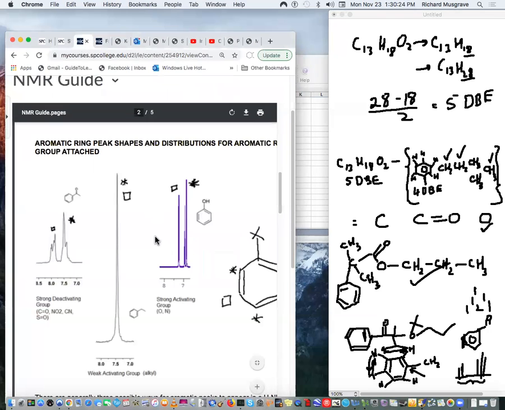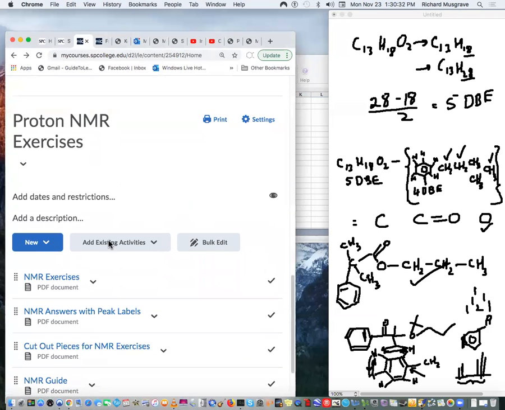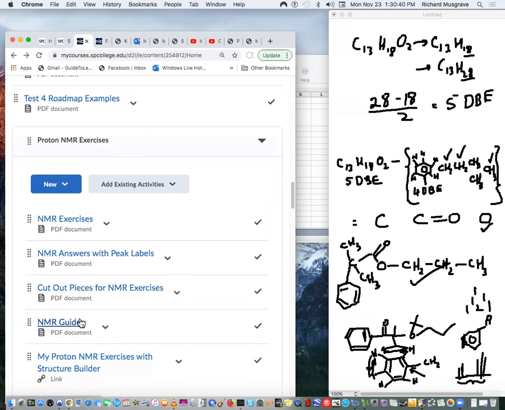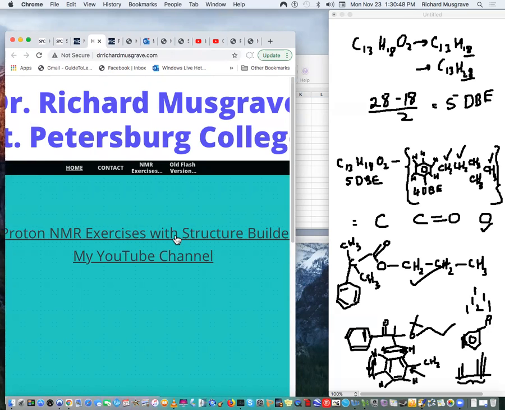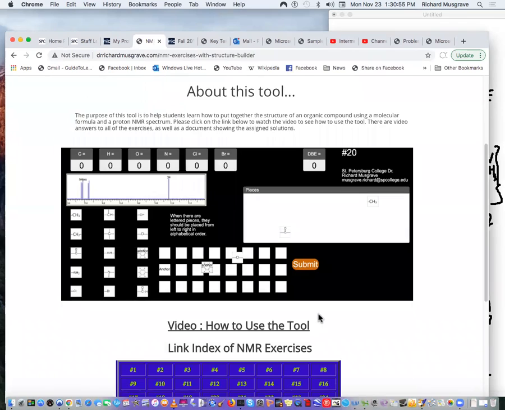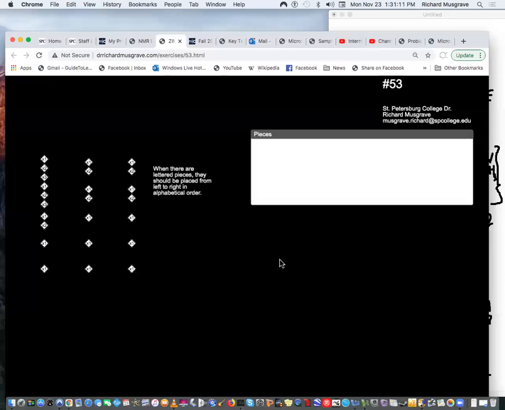All right, well, let me put in another plug for the proton NMR exercises, which are in the proton NMR folder, which you'll find in the test 4 folder. And it's under my proton NMR exercises with structure builder. Now, somebody was telling me that they were having trouble getting it to work on their computer. I don't know why that would be. It is JavaScript. All I can think of is that you need to update JavaScript. I think they were saying that these links weren't even appearing, but I don't know anything about that. As you can see, it seems to work okay right now. Don't forget to always wait about 10 seconds for it to load, because it takes a little while to completely load.